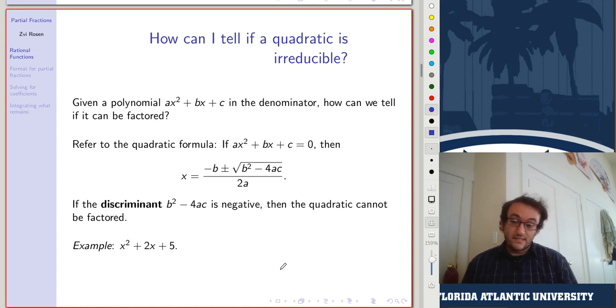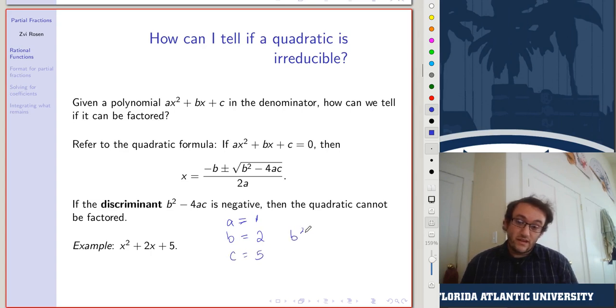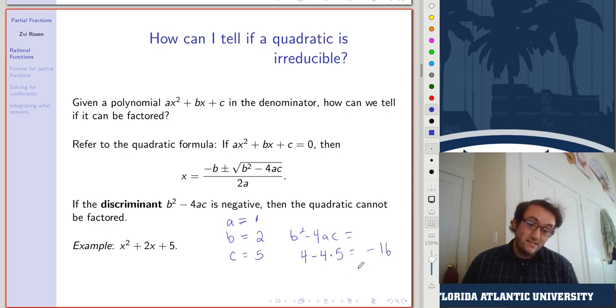For instance, in this polynomial x squared plus 2x plus 5, I know that b is the coefficient of the second term, so that's 2. A is 1, and c is 5. So b squared minus 4ac is equal to 4 minus 4 times 5, which is negative 16. Because this discriminant is negative, I know that this quadratic is irreducible.